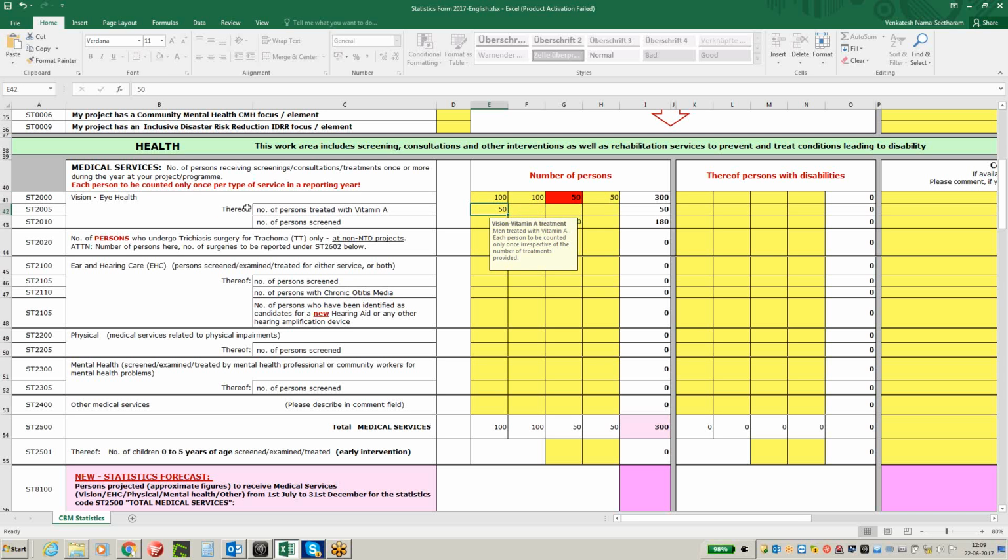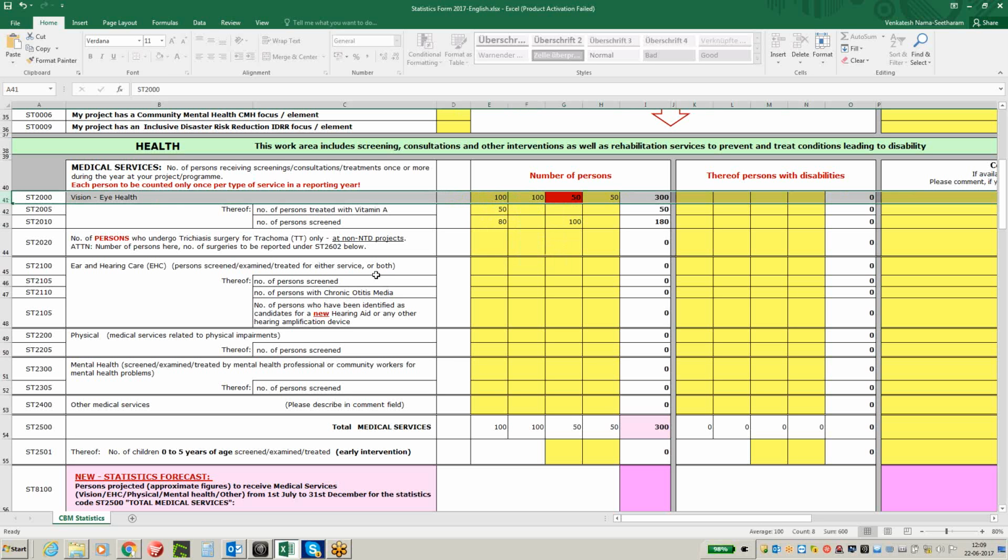As you see, this is a thereof code. Wherever you see a thereof code, it is nothing but a part of the figure on the top. So 50 persons are receiving vitamin A. This 100 has been arrived because 80 are being screened and 20 may be coming from vitamin A newly given or something like that. But one person is counted only once here on the top.